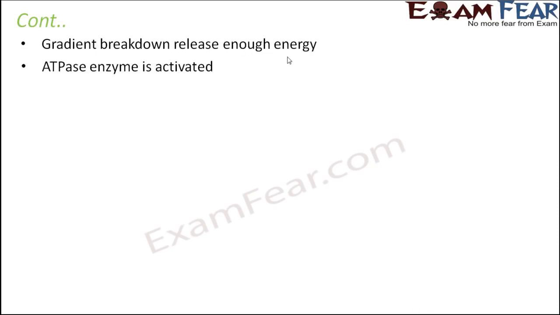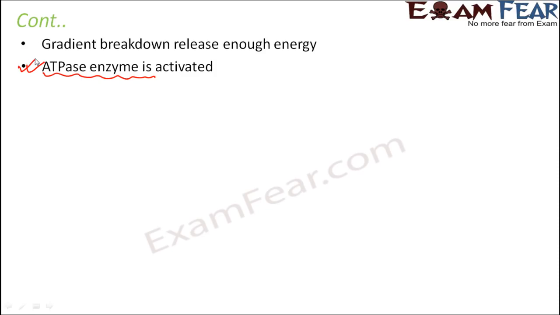So when so much energy is released, the ATP enzyme gets activated. And only when the ATP enzyme is activated will the gradient breakdown actually take place. And how is the ATP enzyme activated? By the formation of the proton gradient. So the steps are something like this: as the proton gradient develops, when it is high enough, the ATP synthase enzyme will get activated.